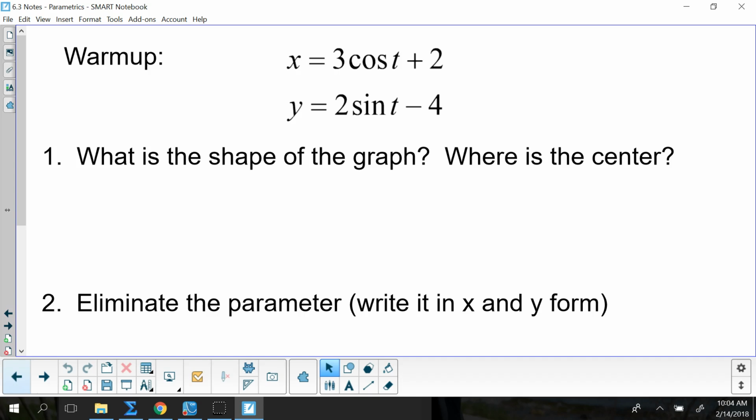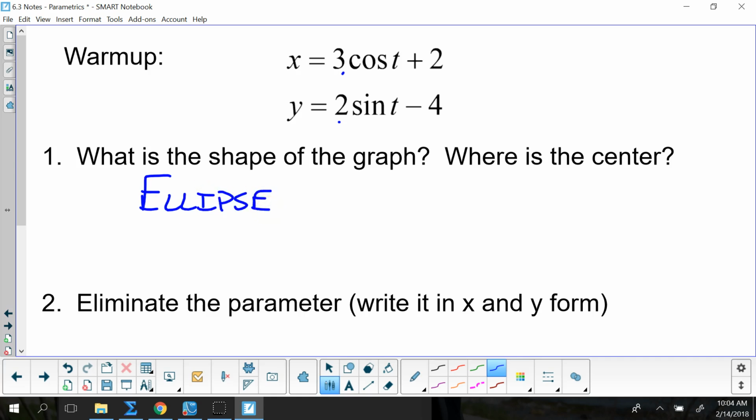What shape is this? Without even graphing it, what shape is it? Circle? Okay, so we think it's a closed, rounded figure because we see sine and cosine, right? Circles would have these numbers being the same, right? Since those numbers are different, it is an ellipse, or an eclipse, or an eclair. That's the three names that I've gotten so far today. Okay? I'm fine with any of them because they all start with E.